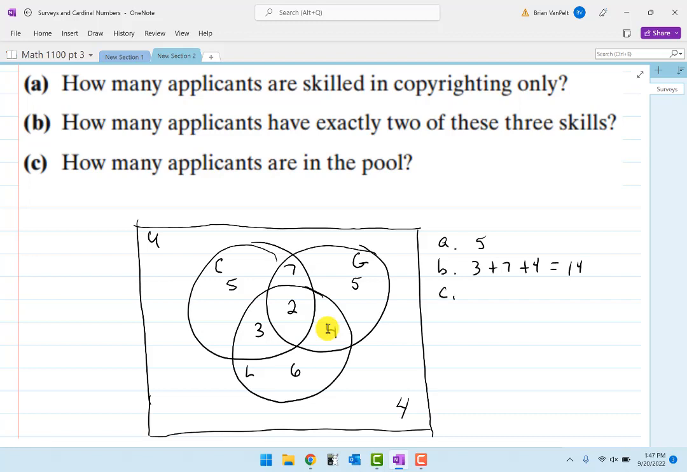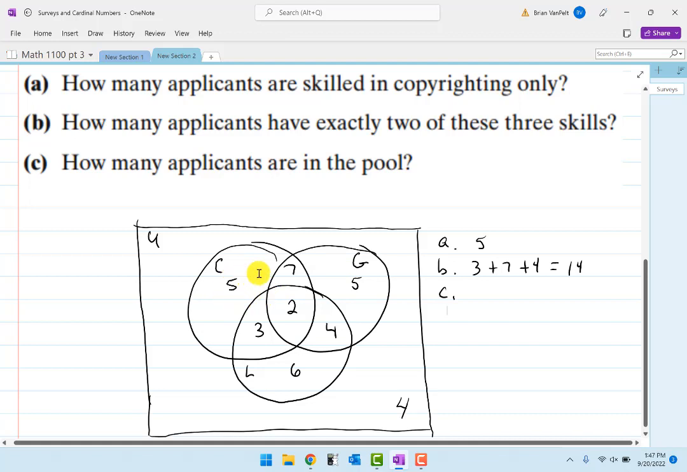And then finally, part C is how many people are in the group altogether. That's where we add up all of these numbers completely, because what they've done is they've organized everybody according to exactly how many tasks they can do. So let me first start with C.